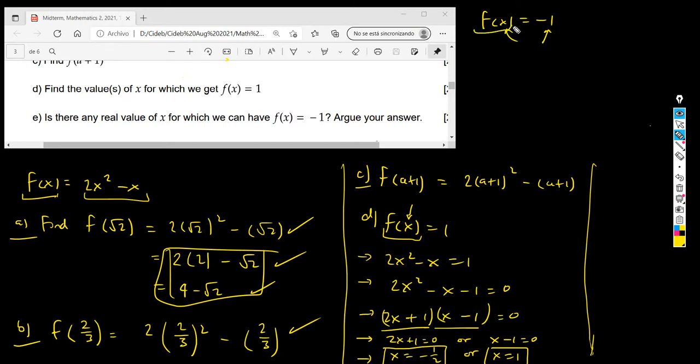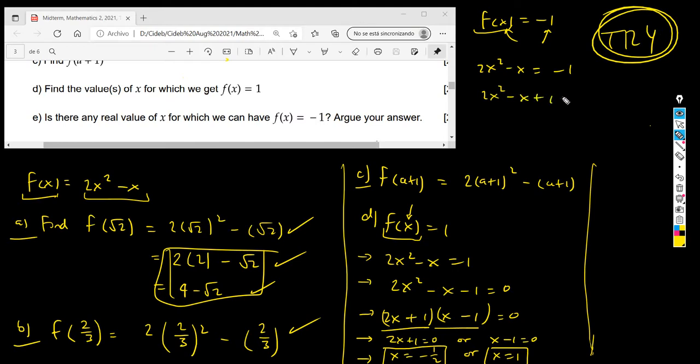Once again, if f of x is equal to this, just write it down once again. Make it equal to minus 1. Try to solve the equation. We have it like this. You won't be able to factorize this thing. So what you have to do instead is make use of the general formula. And after you write it down, it's going to look like this.